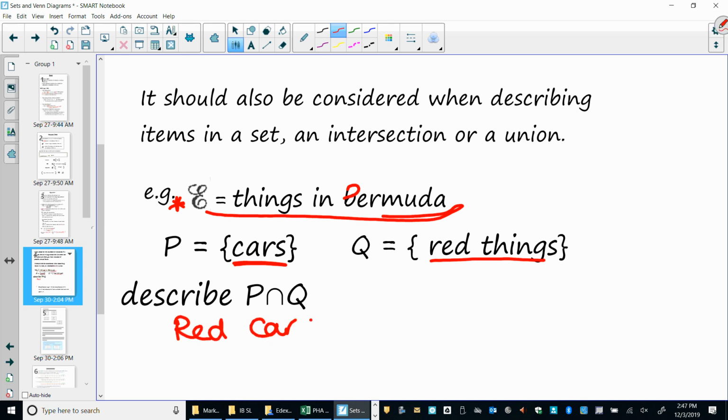it's only red cars in Bermuda. What would it be if it was P union Q? All cars and all red items in Bermuda. Where does the 'in Bermuda' come from? The universal set. That's the population that we're looking at.